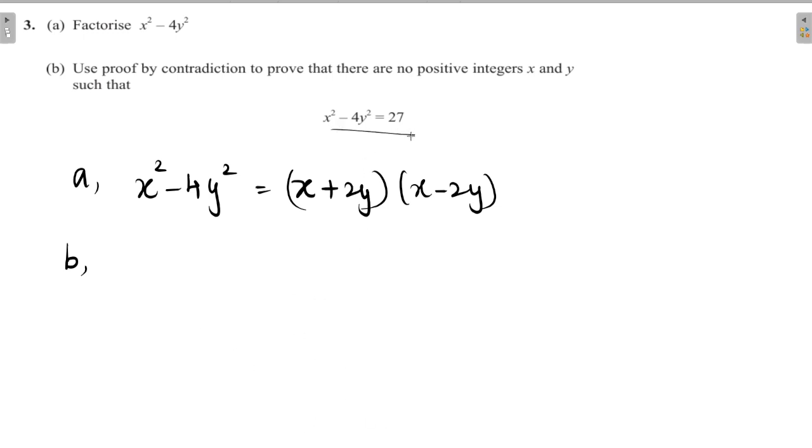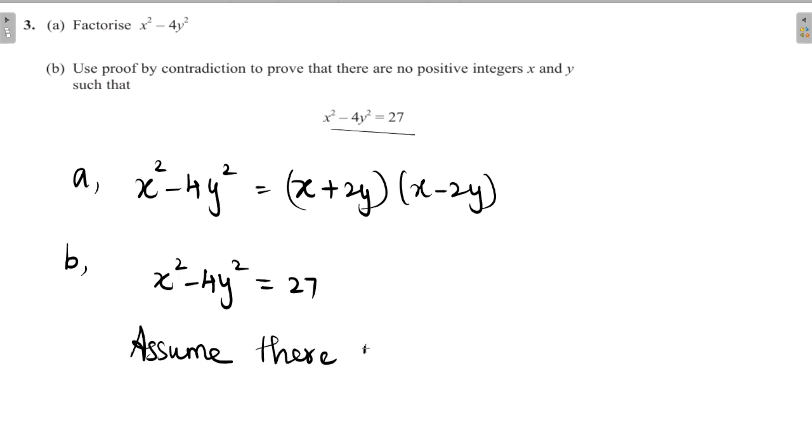Then part B. The equation is given, x square minus 4y square, which is equal to 27. What we have to prove? Use proof by contradiction to prove that there is no positive integer. We have to assume the contradiction, there is a positive integer x and y. So let us assume that there are positive integers for x and y.